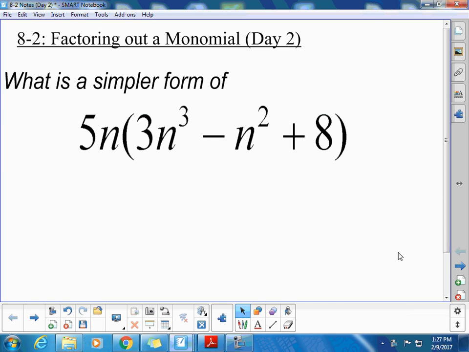8-2 day 2. Factoring out a monomial. What is a simpler form of this expression? This I just want you to distribute.